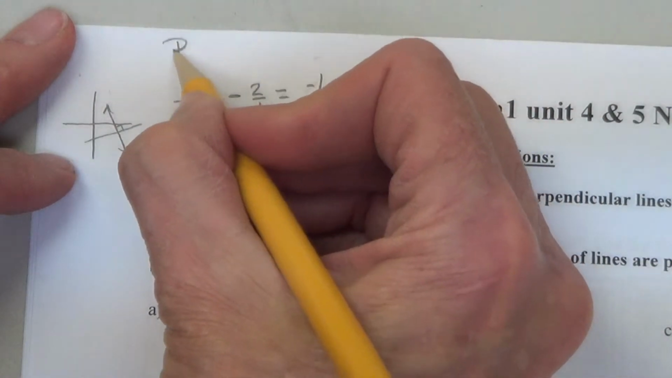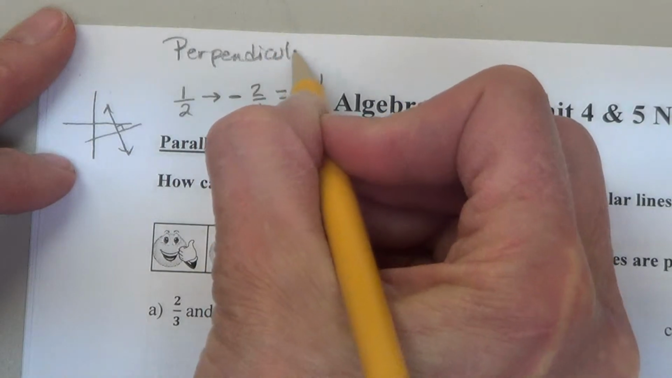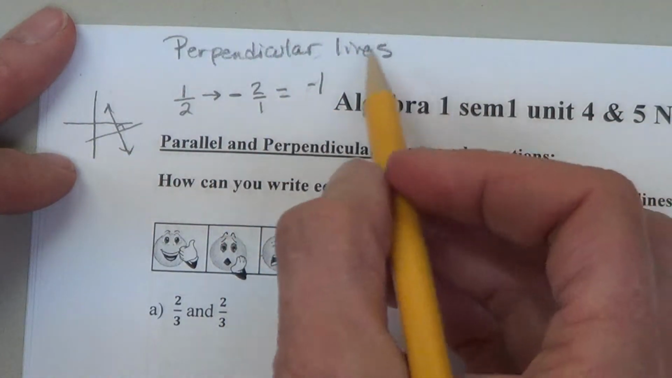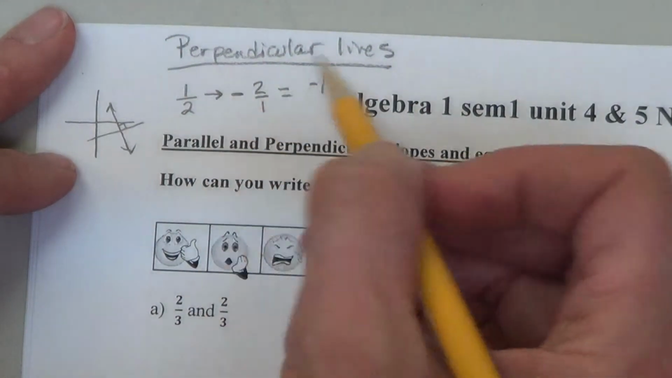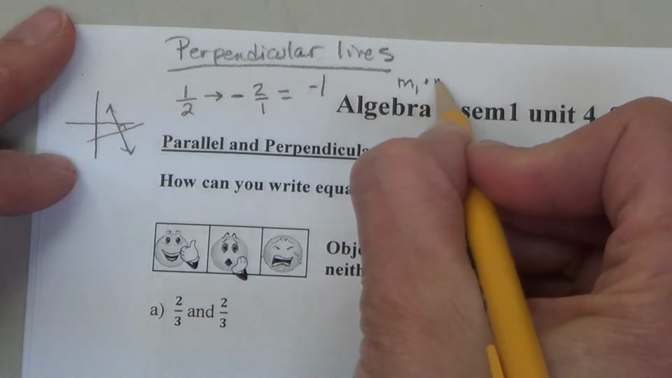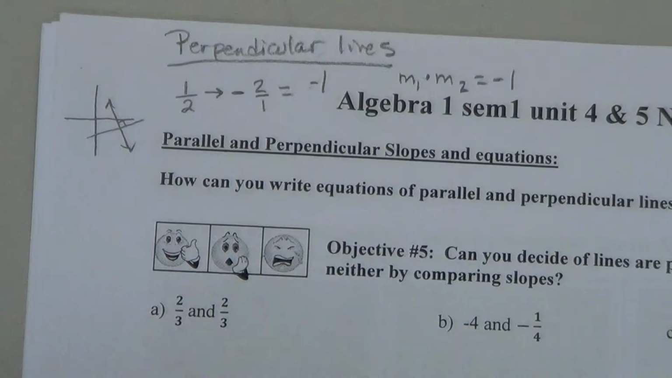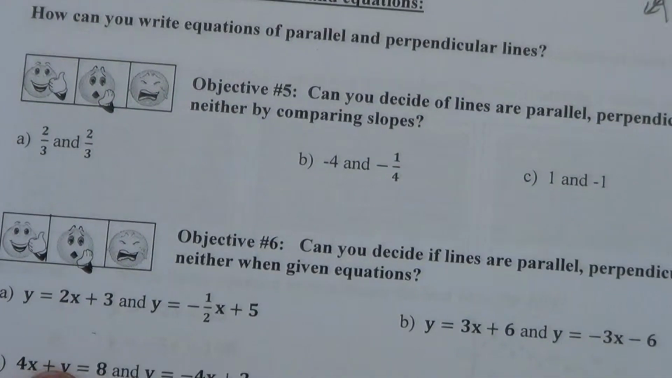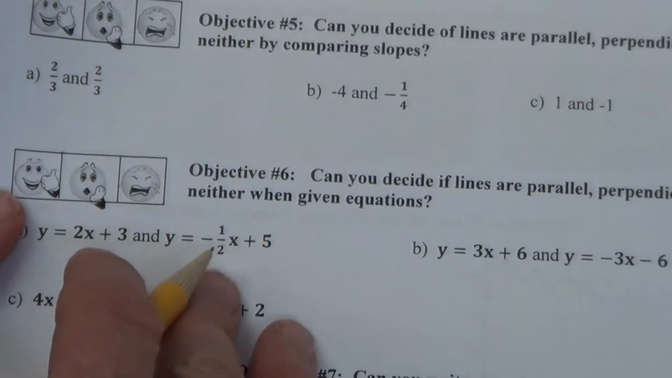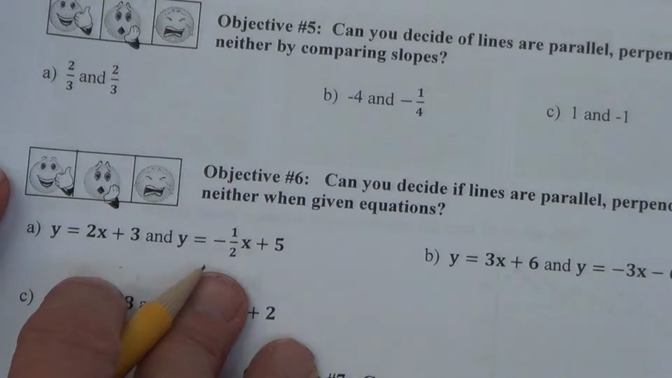So perpendicular lines, their slopes m1 times m2 equals -1. Okay? So now let's spot these. If the slopes are the same, they'll be parallel. If they're opposite reciprocals, they'll be perpendicular.